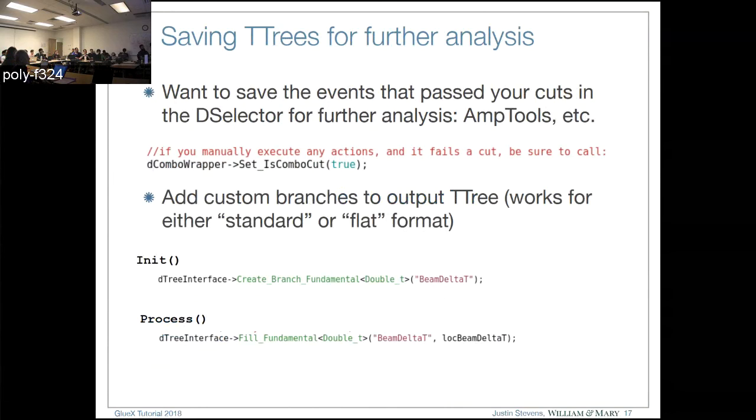Okay, and then writing out these new trees, you can also add custom branches to the output tree. Using the interface that's there, you can create a new branch. Let's say you wanted to save this beam delta T value into your tree for a future part of your analysis. You could write that into the tree that's output.